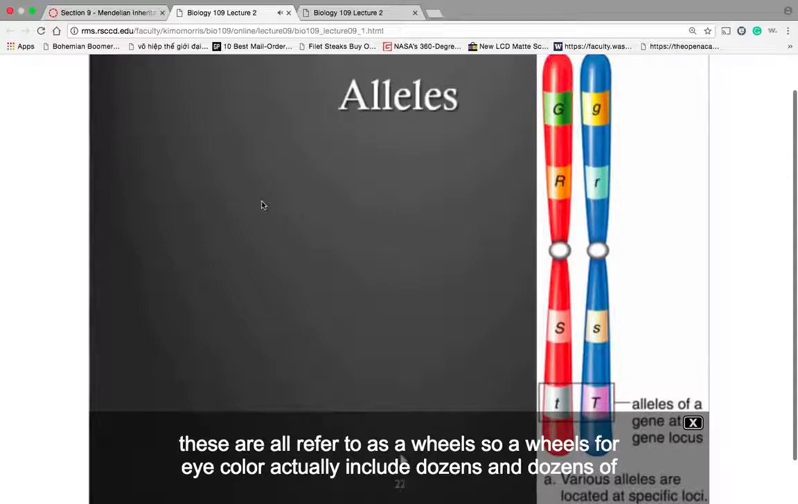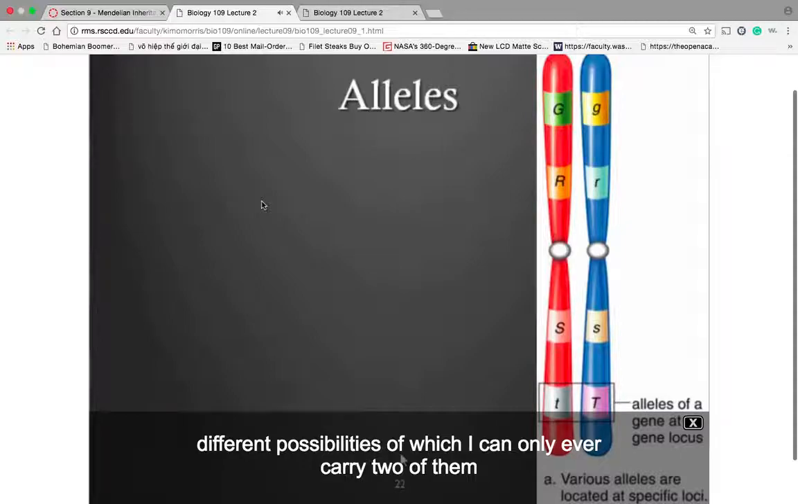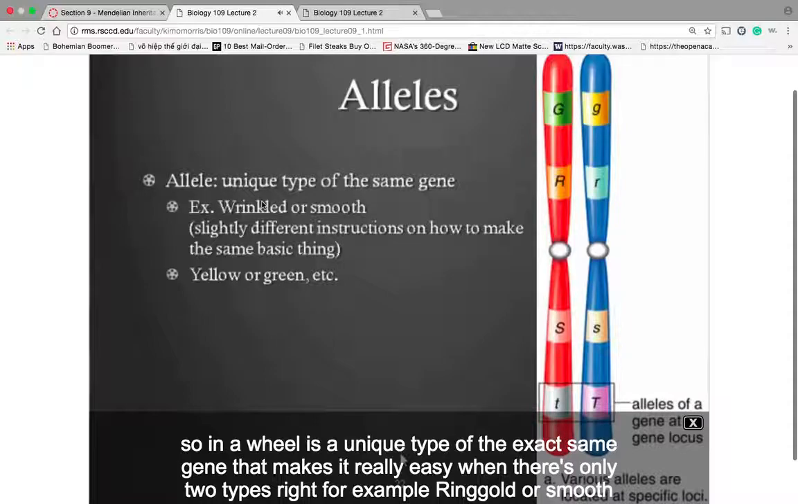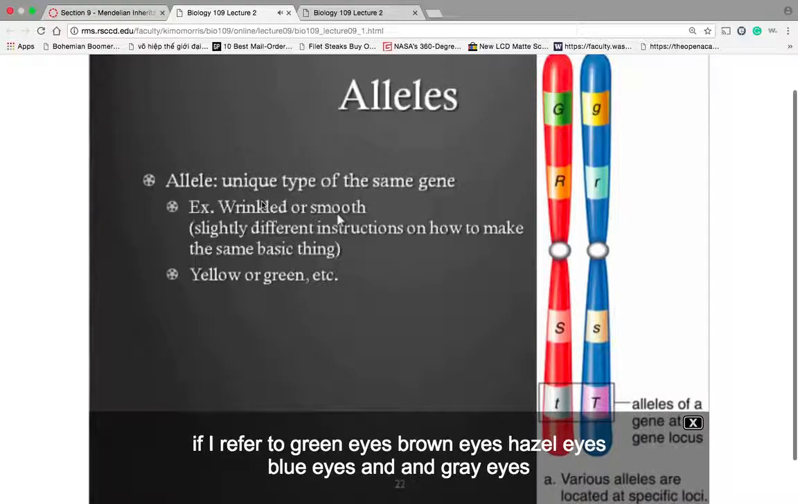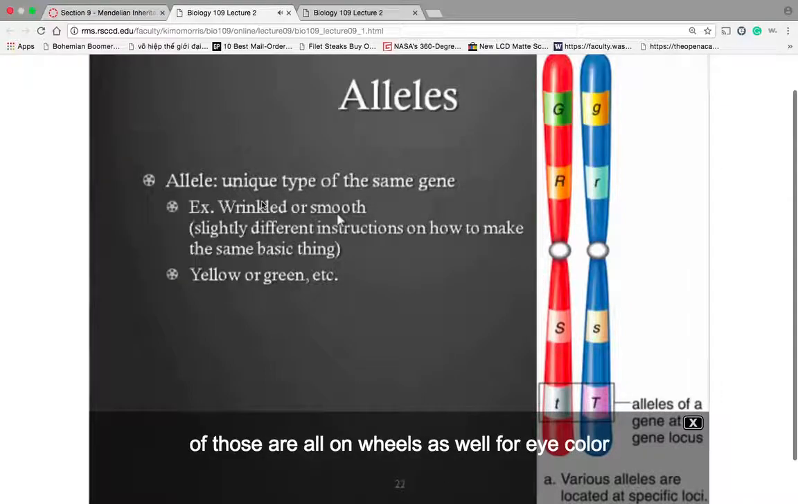So alleles for eye color actually include dozens and dozens of different possibilities, of which I can only ever carry two of them. So an allele is a unique type of the exact same gene. It makes it really easy when there's only two types, right? For example, wrinkled or smooth. But it makes it a little bit more complicated, but just as likely, if I refer to green eyes, brown eyes, hazel eyes, blue eyes, and gray eyes. Those are all alleles as well for eye color.